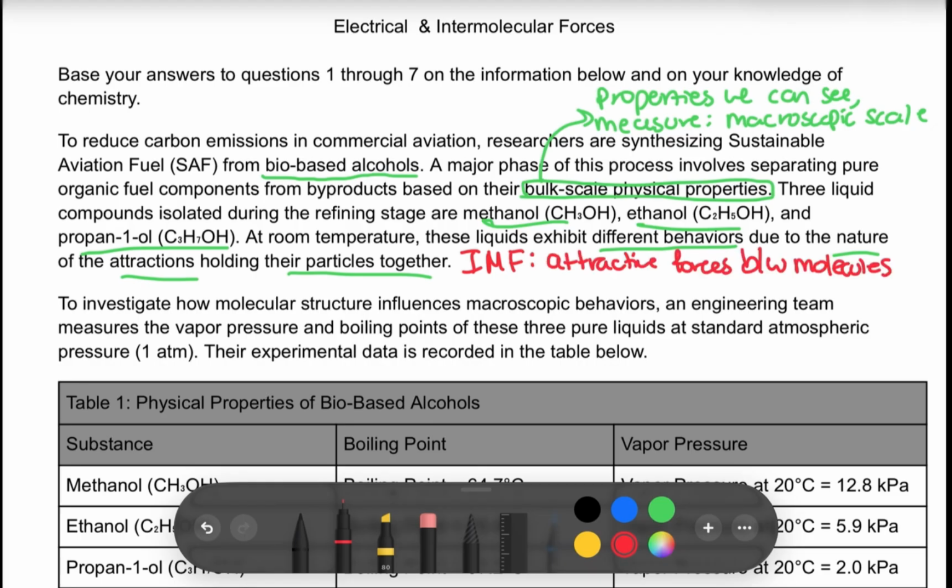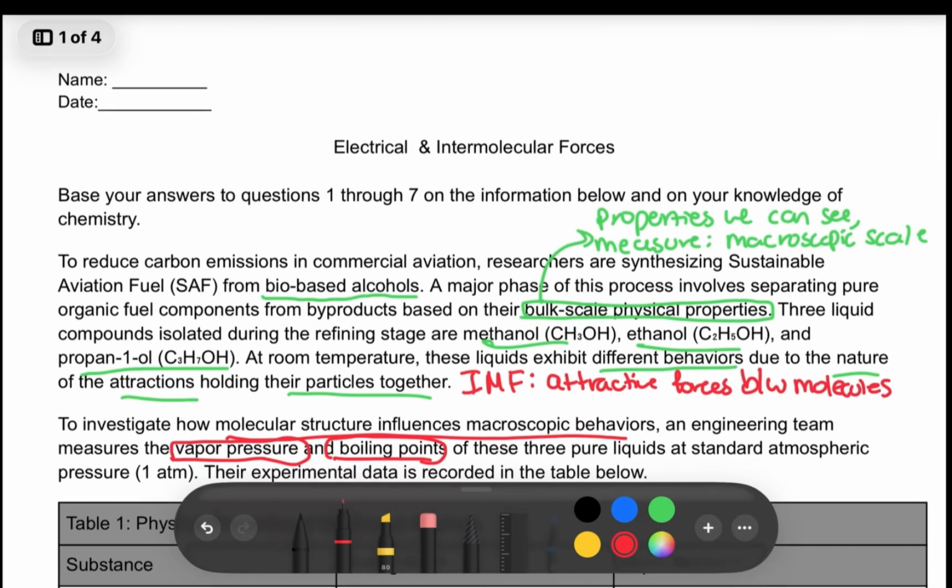To investigate how molecular structure influences these macroscopic behaviors, an engineering team measures the vapor pressure and boiling points of these three pure liquids at standard atmospheric pressure. The experimental data is recorded in the table below. So let's talk about vapor pressure and boiling point up here.